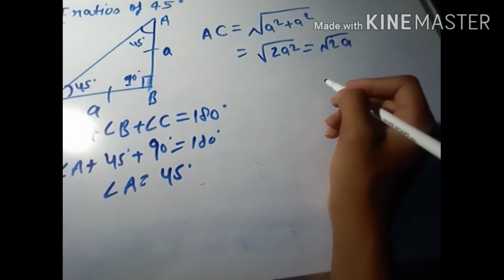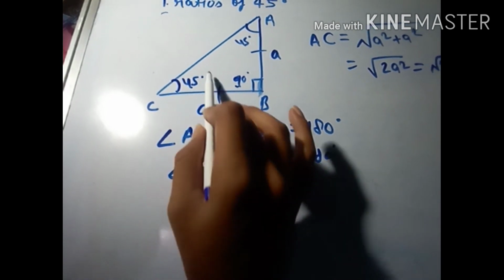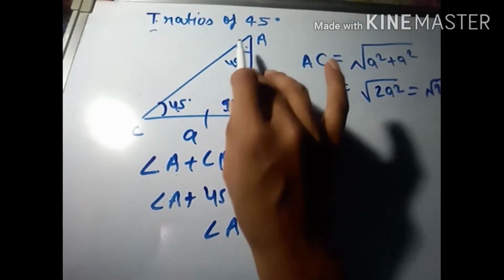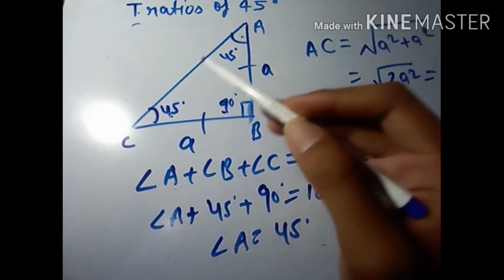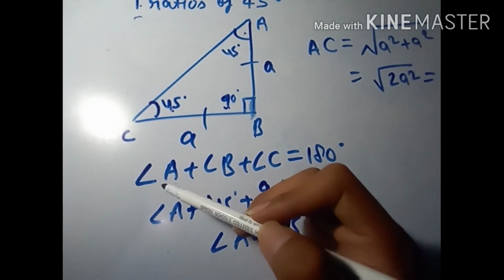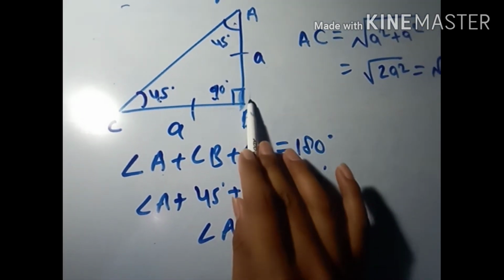Understand? So from here we can take any angle, either this angle or this, because both are equal to 45 degree and there will not be any change in trigonometric ratios. So I am taking this angle as a reference. So this will be base and this will be perpendicular. Understood?